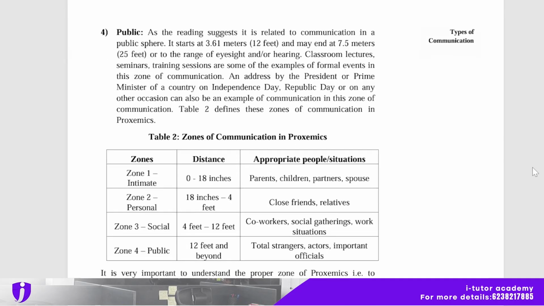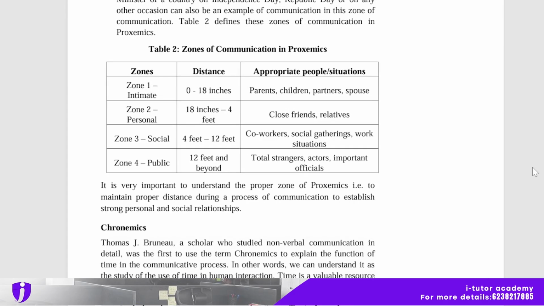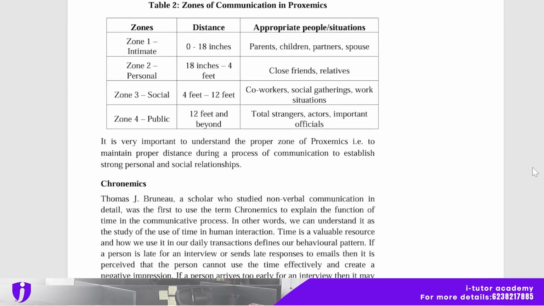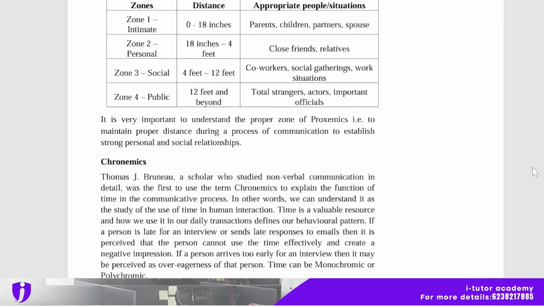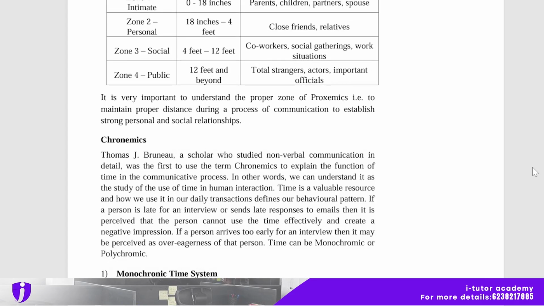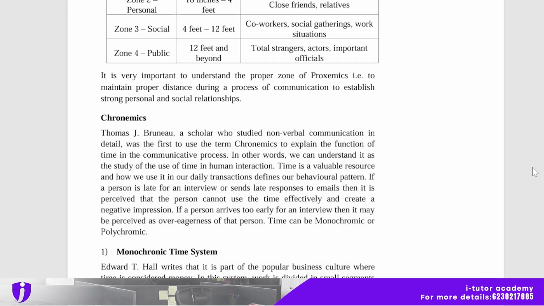And the next one is chronemics. What is chronemics? Thomas J. Bruneau, a scholar who studied nonverbal communication in detail, was the first to use the term chronemics to explain the function of time in the communicative process. In other words, we can understand it as the study of the use of time in human interaction.